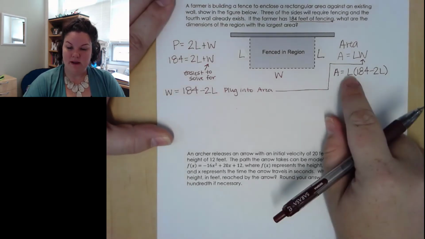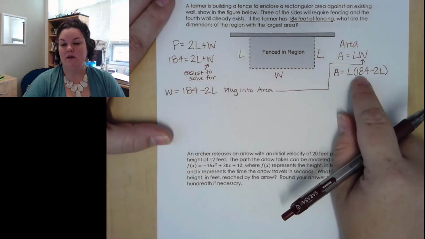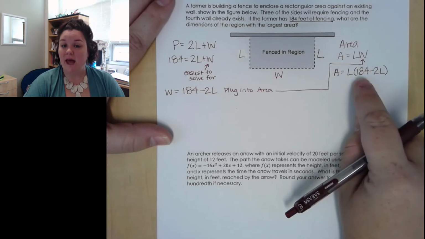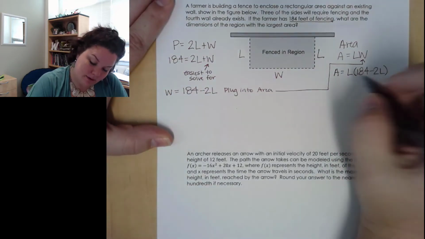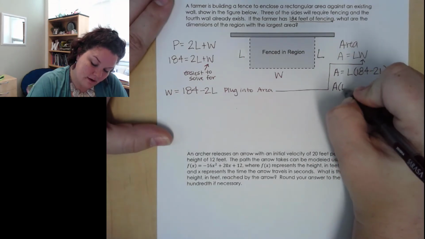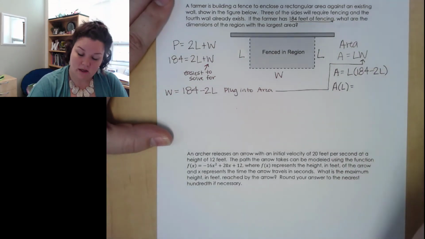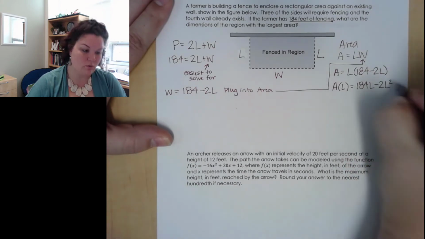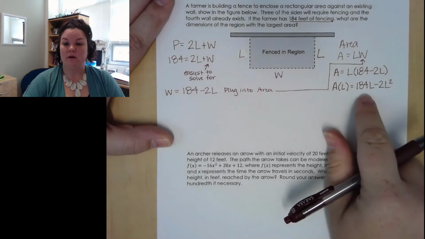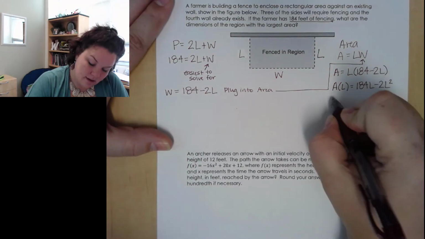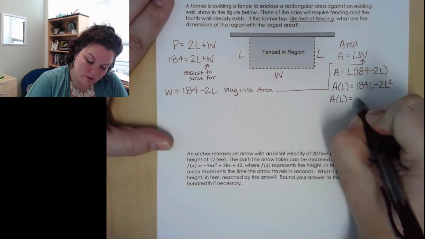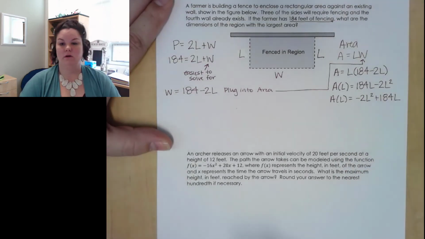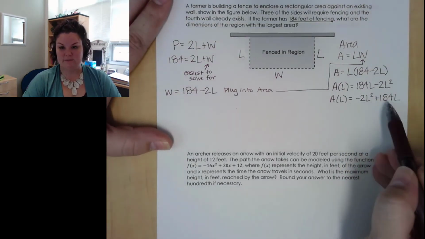All right, so now that we have that, let's go ahead and multiply it. Notice what this is going to give us is a function of area for any L or any length. So I'm going to write this as the area of a certain length is going to be equal to 184L minus 2L squared. Or we can rewrite this in descending order: negative 2L squared plus 184L. Just so that we know this is A and this is B.